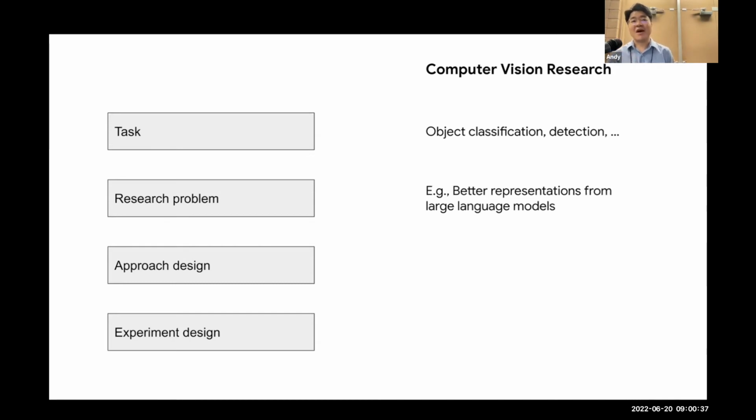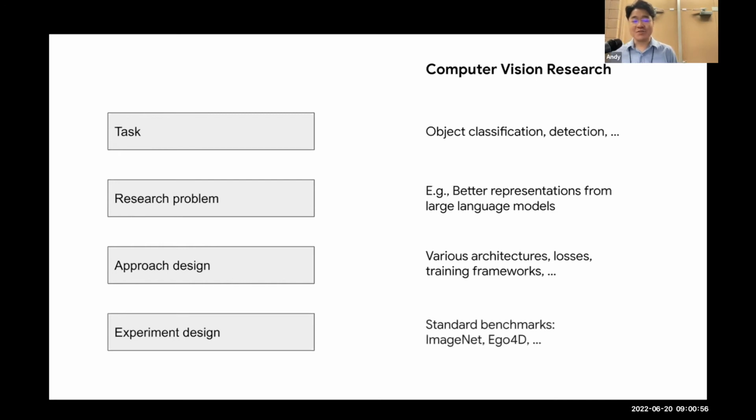After you decide on the idea or the problem, you'll need to design an approach. There could be various different types of model architectures. You can focus on the different losses. You can focus on the training framework. And yeah, there are so many. After deciding the approach, obviously, you also need to design your experiments. And we usually go with standard benchmarks like ImageNet or something new and fancy like Ego4D.